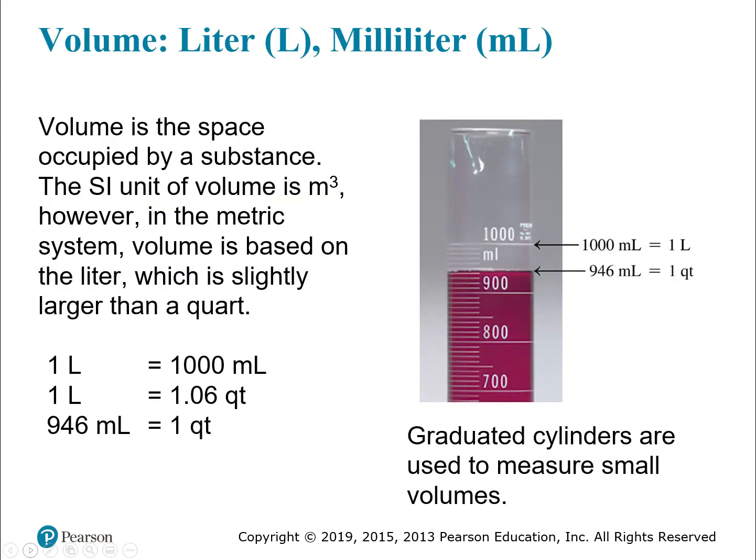We'll start with volume. You'll usually see volume in liters and milliliters, particularly when you're doing chemistry. Volume is the space occupied by a substance. Again, the SI unit is the cubic meter, but in the metric system, we use a liter. Okay. Graduated cylinders, which is what's pictured over here. It's a graduated cylinder. Oftentimes you're going to use one of those in chemistry class just to measure small volumes.